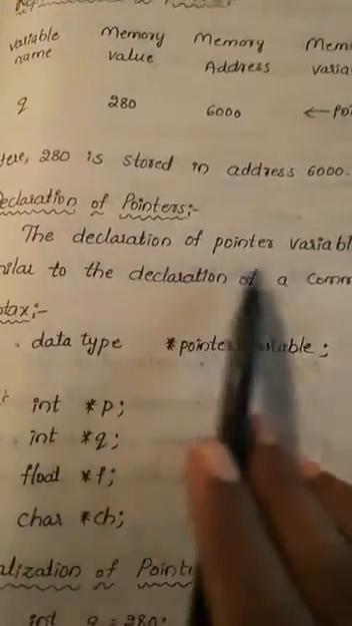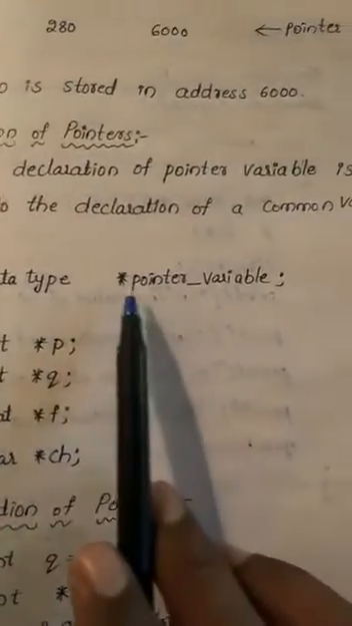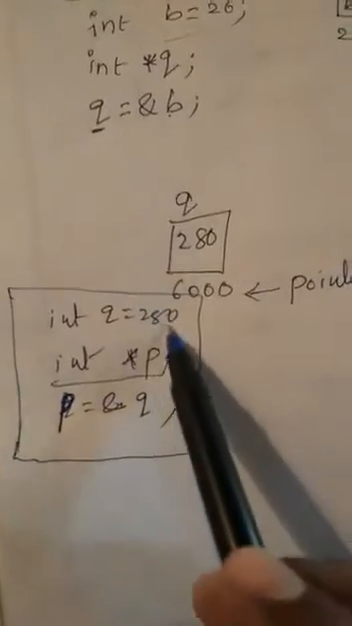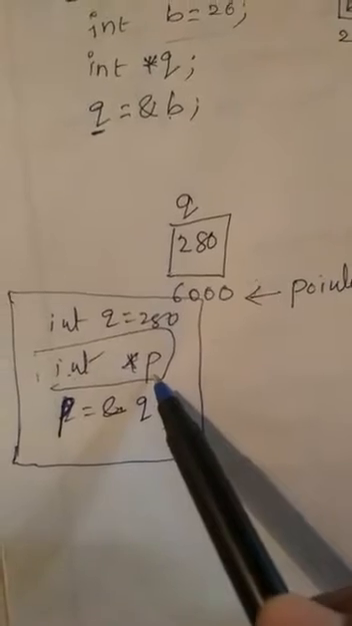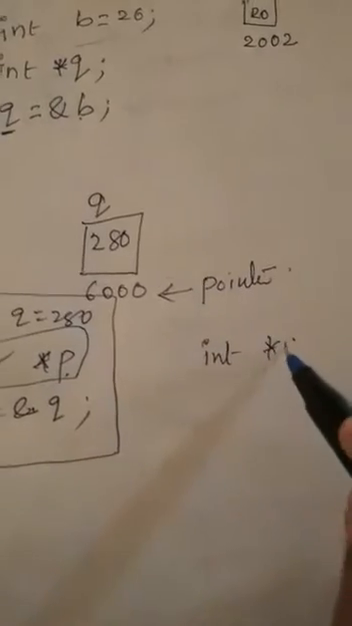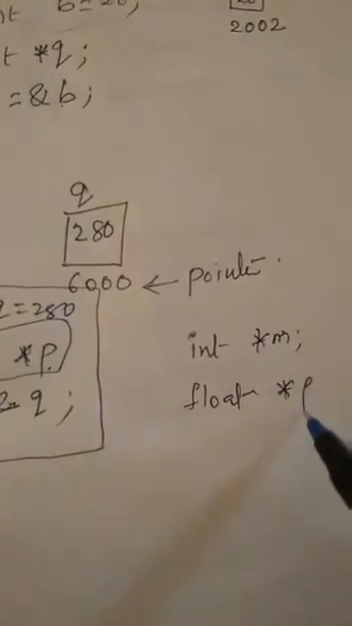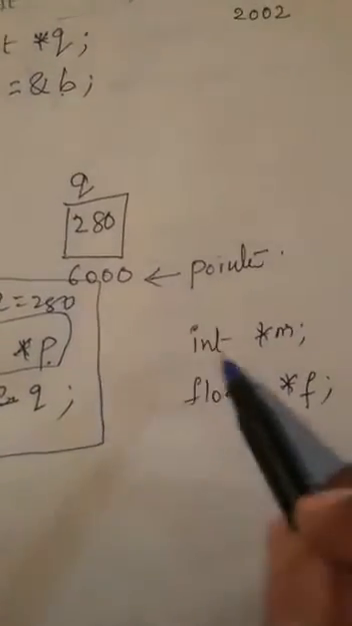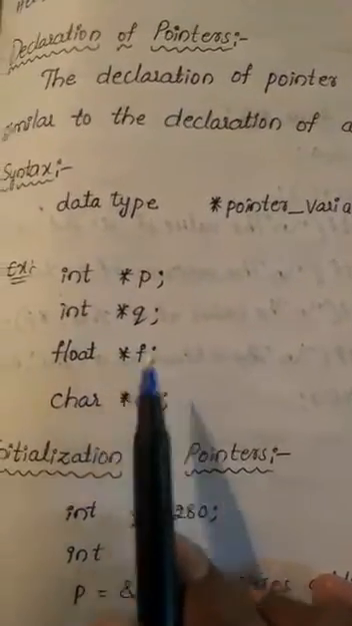Declaration of pointers. How do we declare a pointer variable? Simple syntax: data type, asterisk, pointer variable. As we declare like this, see, we already declared. Example: data type, asterisk, pointer variable name. You can take any variable. So this is a pointer.